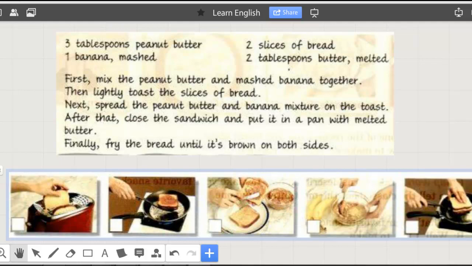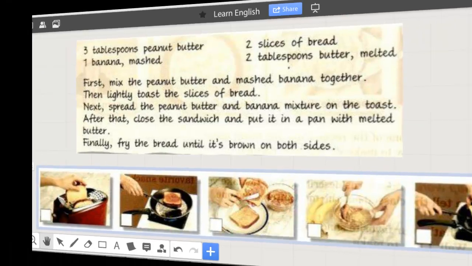Hello everyone. By the end of this class, you'll be able to describe how to prepare food using sequence adverbs. For example, you'll be able to take a recipe written on a piece of paper and be able to explain it. In order to illustrate this idea, let me play an audio program so that you can see how this topic is used.